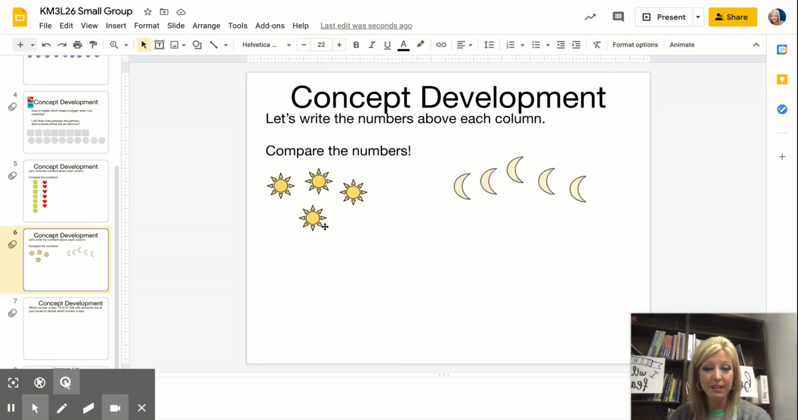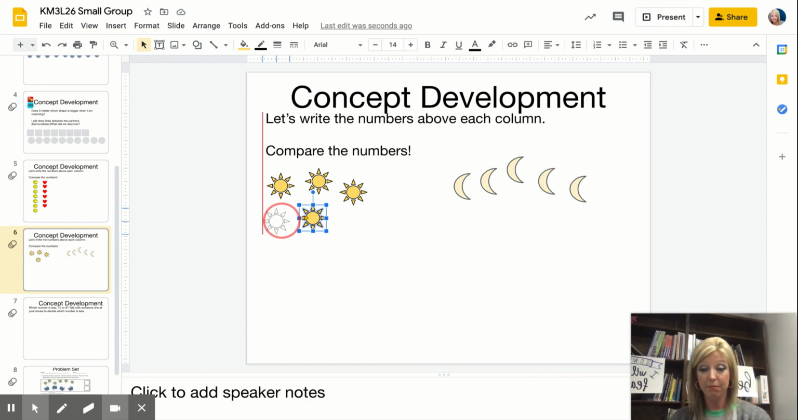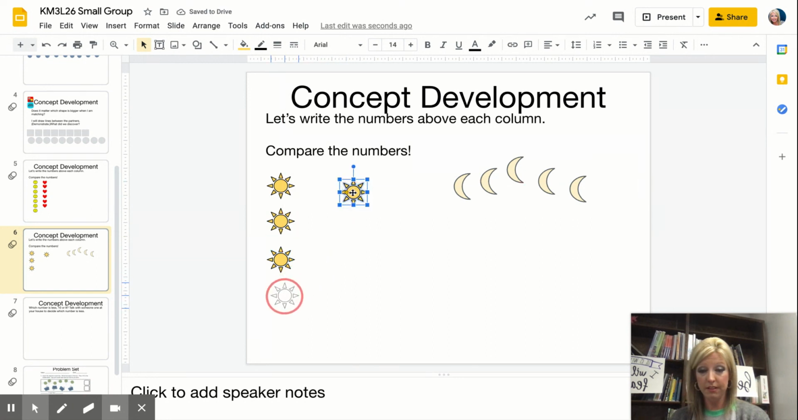Let's try another one. This time we're comparing the sun and the moon. Let's take these into columns. And remember, columns are up and down because right now they're kind of scattered out. They're hard to compare. And we want to see which one is more. So moving them. Let's check our moon.